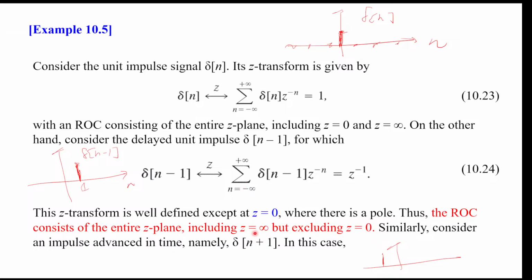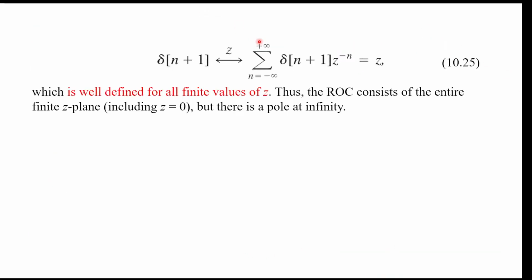Similarly, now we consider delta of n plus 1, and now the Z transform will be z, because you pick n equal to minus 1, and z to the minus n equals z. Our ROC will be every finite z, and obviously when z goes to infinity, z equals infinity. So our ROC is the entire z-plane, including z equal to 0, but not including infinity.